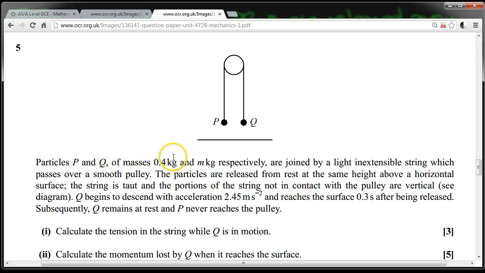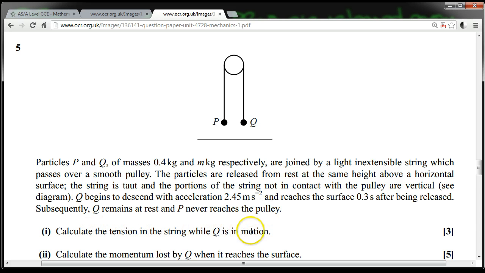P and Q, of masses 0.4 kilograms and m kilograms respectively, are joined by a light inextensible string, which passes over a smooth pulley. The particles are released from rest at the same height above a horizontal surface. The string is taut, and portions of the string not in contact with the pulley are vertical. Q begins to descend with an acceleration of 2.45 meters per second squared and reaches the surface 0.3 seconds after being released. Subsequently, Q remains at rest and P never reaches the pulley.